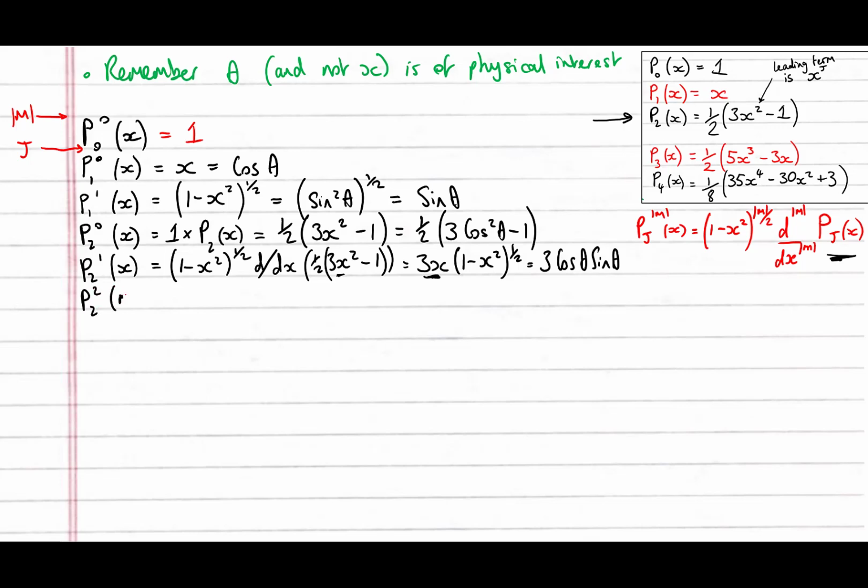So m can be equal to 2 when j is equal to 2. And that's now going to be, I'm just going to write down the results from now on. It's going to be 3 times 1 minus x squared. And that ends up being 3 sine squared theta.